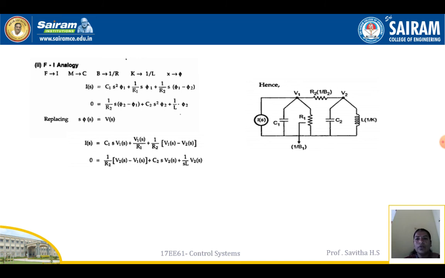So if we go for the FI analogy, we'll have two nodes, that is V1 and V2. Therefore, for the first node, we are replacing M by C and B by 1/R and K is 1/L. So I1(s) is equal to C1 s into V1(s) plus V1(s) divided by R1 plus 1/R2 (V1(s) minus V2(s)), and for the second node, 0 is equal to 1/R2 (V2(s) minus V1(s)) plus C2 s into V2(s) plus 1/sL into V2(s).